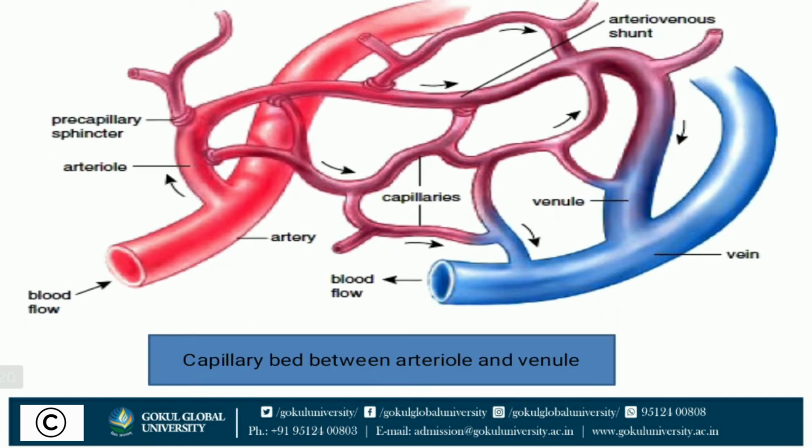In this diagram you can see all we have discussed: capillary bed, arterioles, arteriole and venule, and blood flow. The artery at its end forms arterioles, then the precapillary sphincter, etc., that we have studied, then the arteriovenous shunt, capillaries, vein and venule.